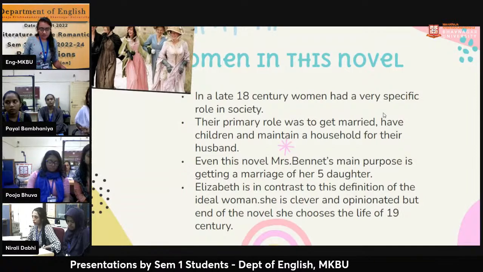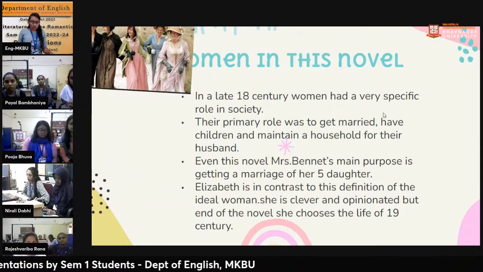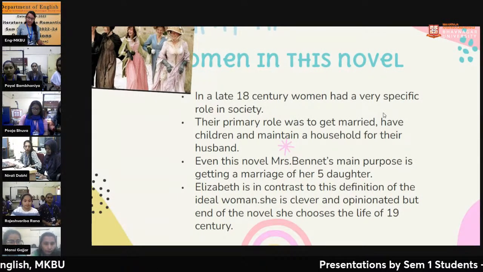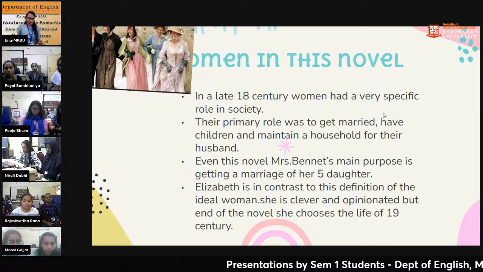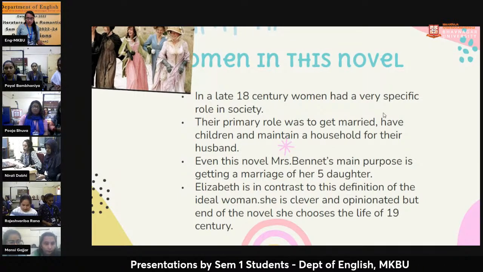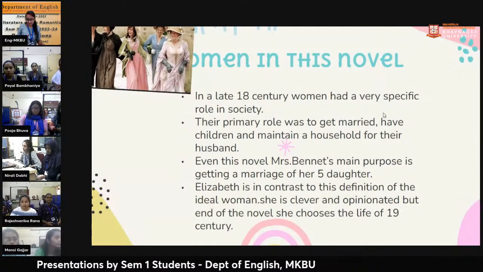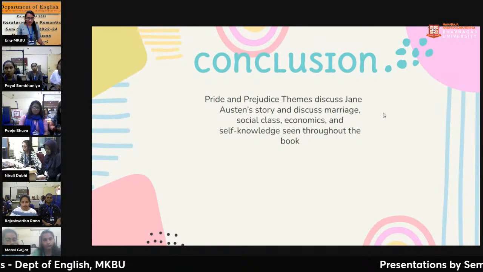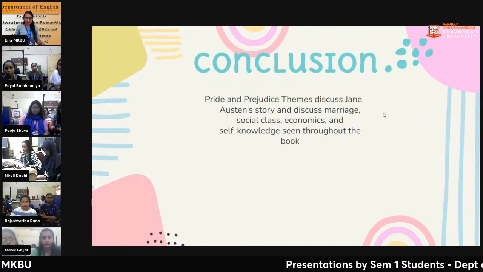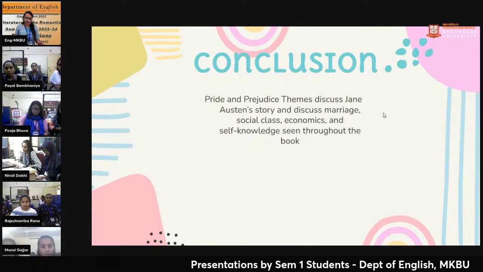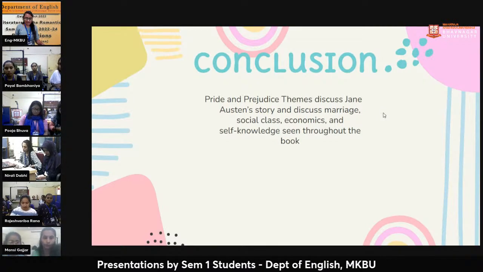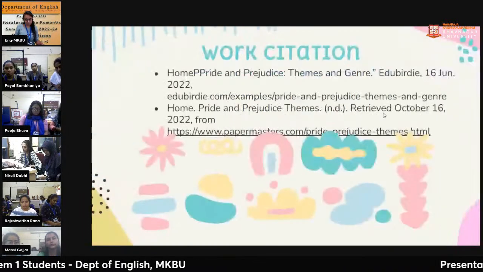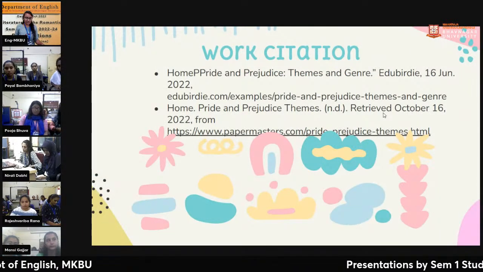Elizabeth is in contrast to this definition of the ideal woman. She is clever and opinionated, but at the end of the novel, she chose the life of the 19th century. Conclusion. Pride and Prejudice discusses Jane Austen's story and themes of marriage, social class, economics, and self-knowledge seen throughout the book. This is my work citation.